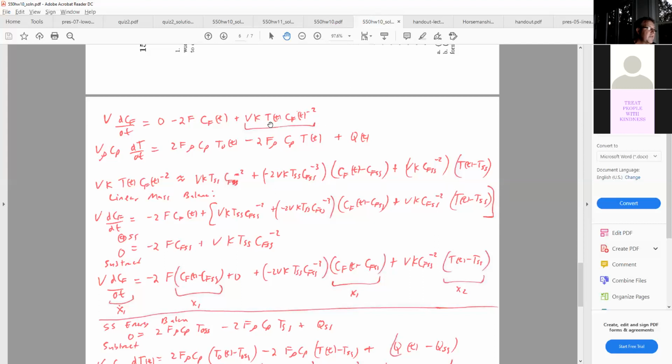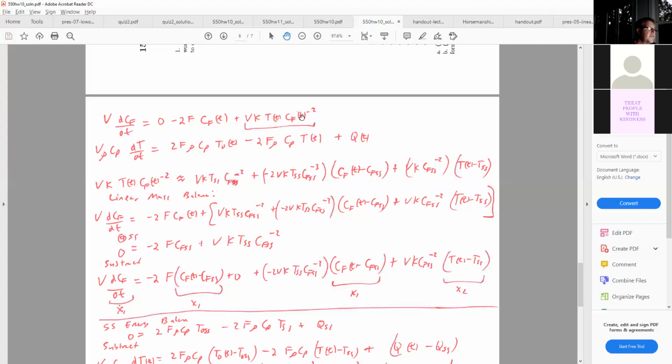We see this nasty reaction rate term, but we have to linearize it. The constant, the derivative with respect to CF, derivative with respect to T, and then you write this nonlinear reaction rate or mass balance with all this junk in it. You have two variables, T and CF. So we have to take this with respect to the concentration of F.